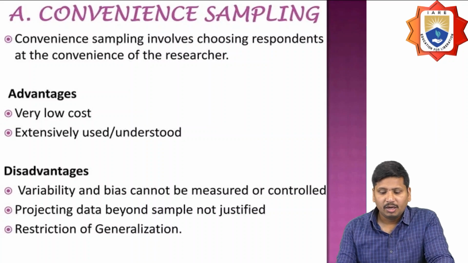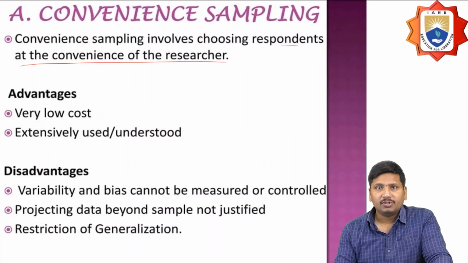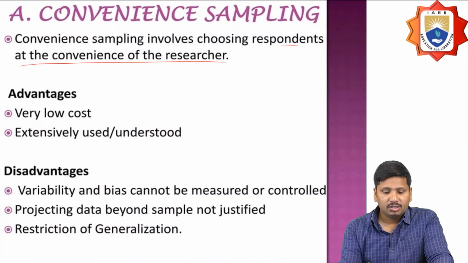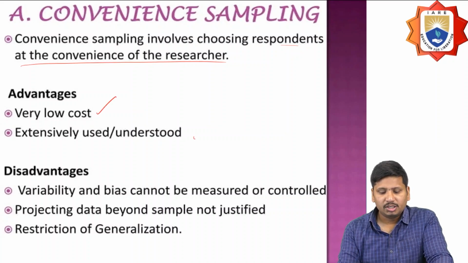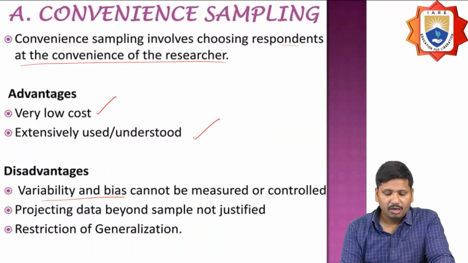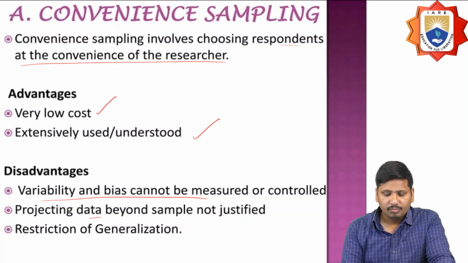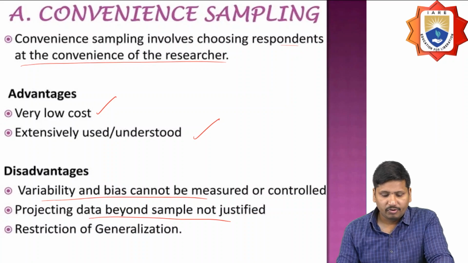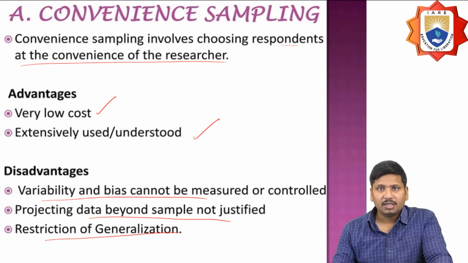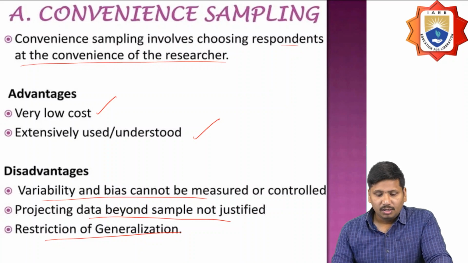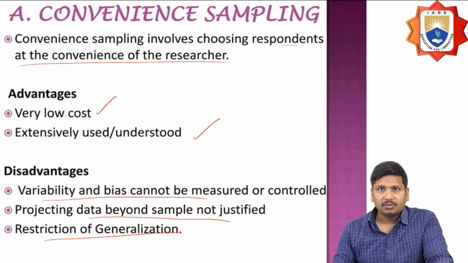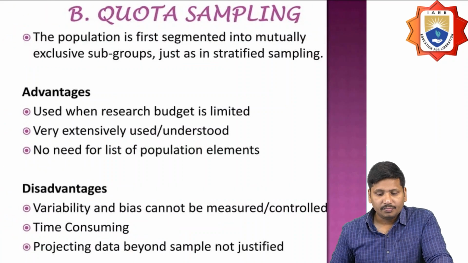What is the first one, convenience sampling? Convenience sampling involves choosing respondents at the convenience of the researcher. The advantage is that it is very low cost and extensively used and understood. When it comes to disadvantages, the variability and bias cannot be measured or controlled, projecting beyond the data sample is not justified, and there is a restriction on generalization. So these are the advantages and disadvantages of convenience sampling.